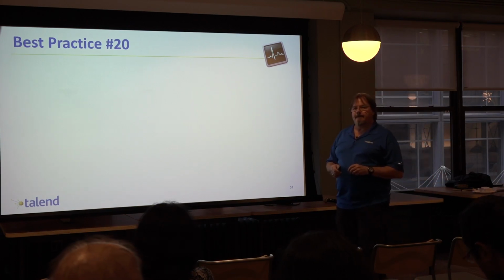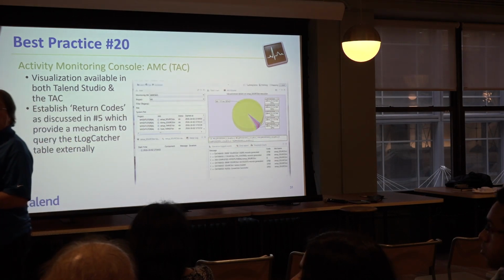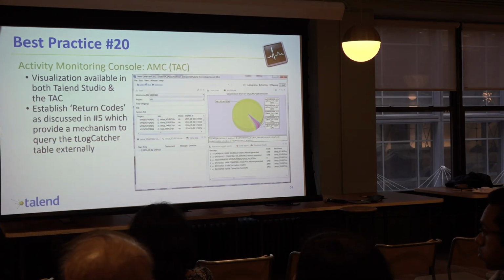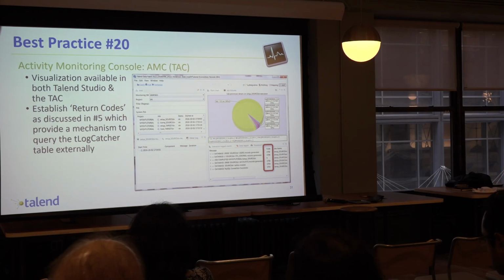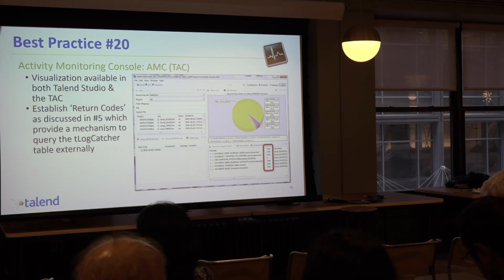Yes? So, logging for AMC, is it just enabled for the jobs that are done on TAC? The AMC is enabled at the project level. How you use it is determined by the task that you create and the number of tDie and tWarn components you put in your job. If you don't put any tDie or tWarn components and your job runs without an exception, you will never see anything logged to the AMC.